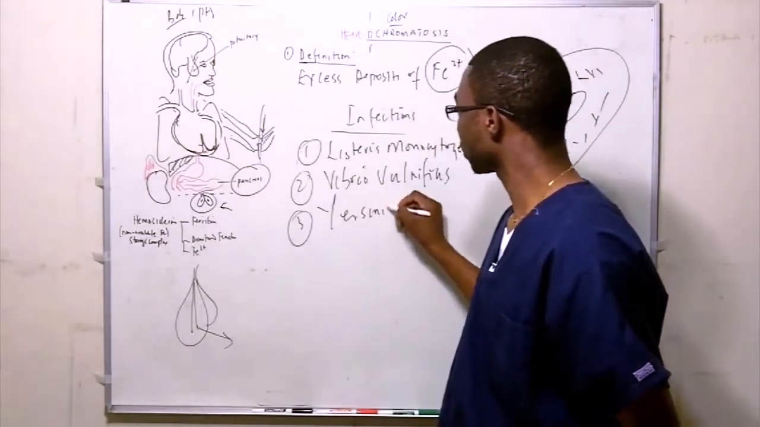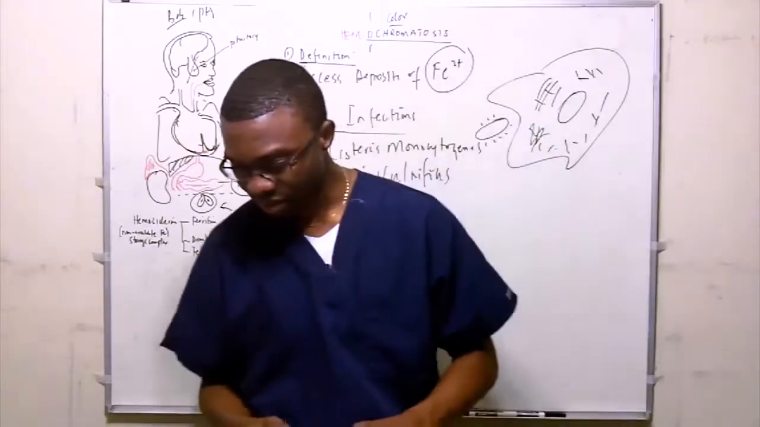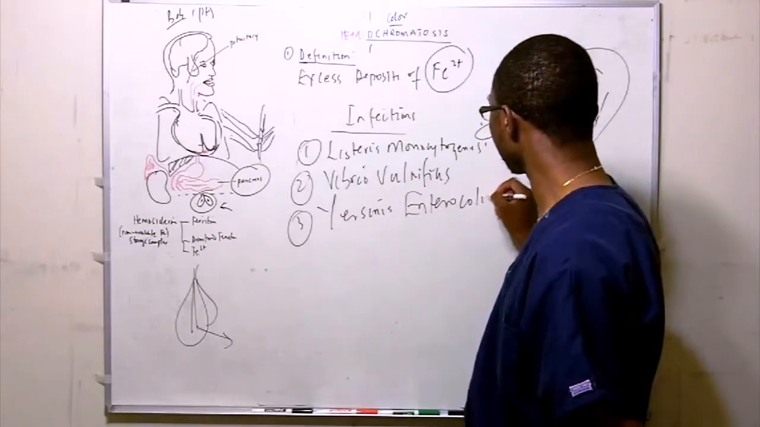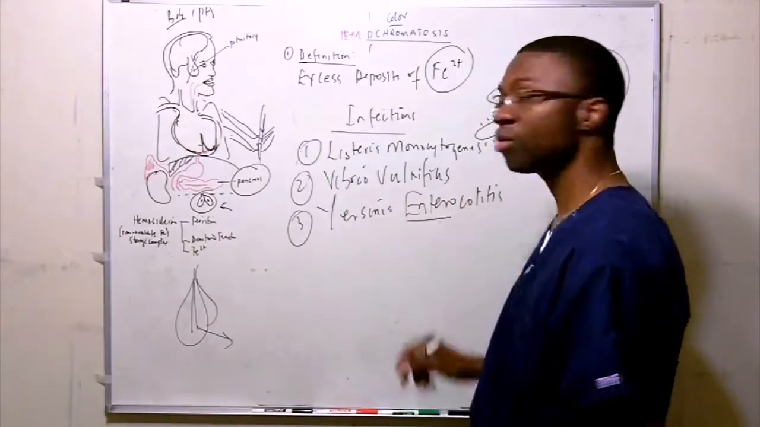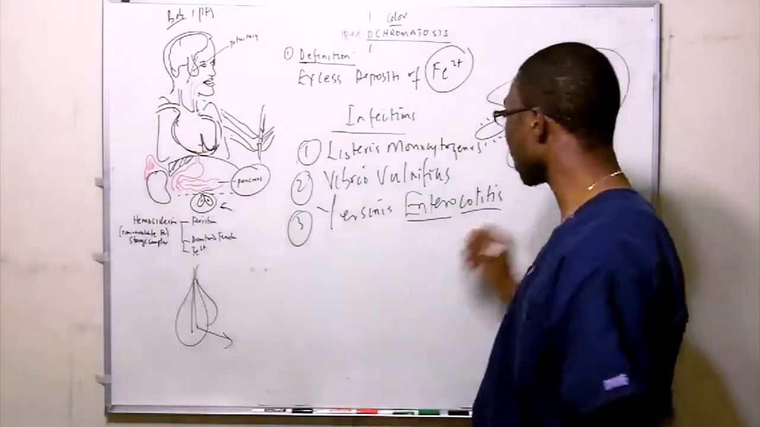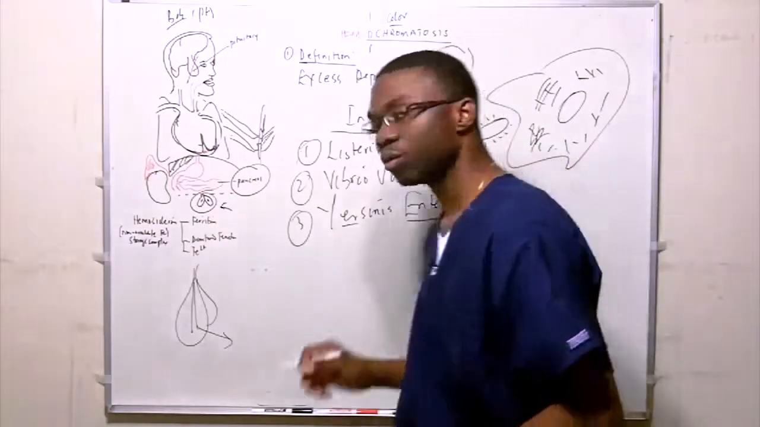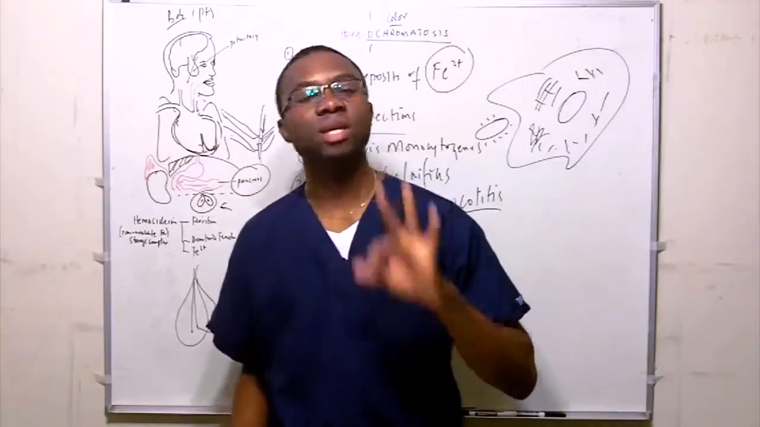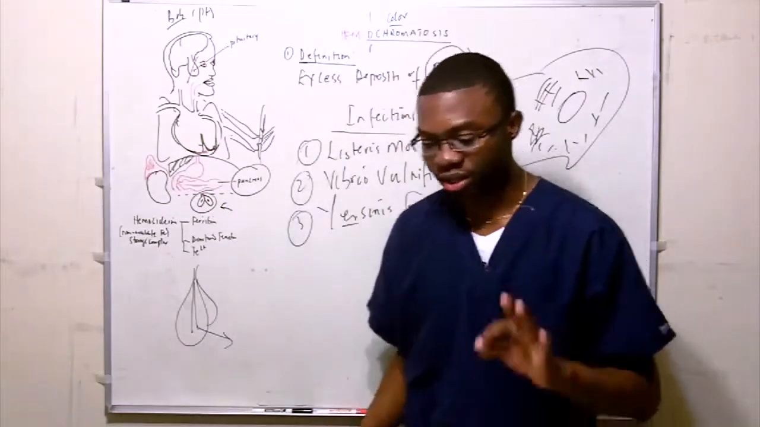Yersinia is another organism you want to watch out for. Enterocolitis. Right? Entero means the GI tract. Colitis, inflammation of the GI tract. Watch out for Yersinia. It causes diarrhea also. So these are the 3 organisms that cause infection in these patients.